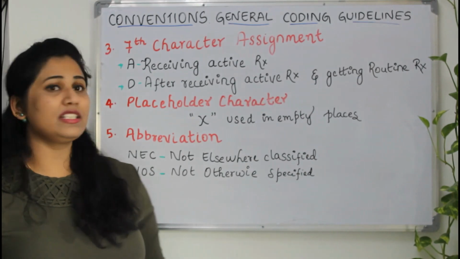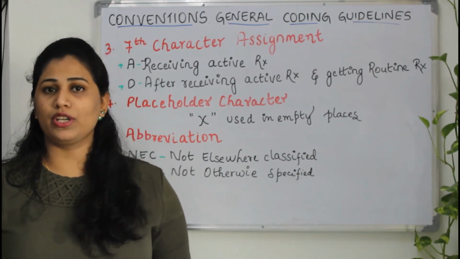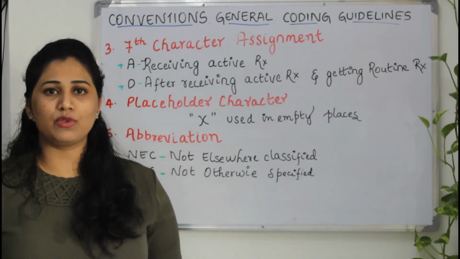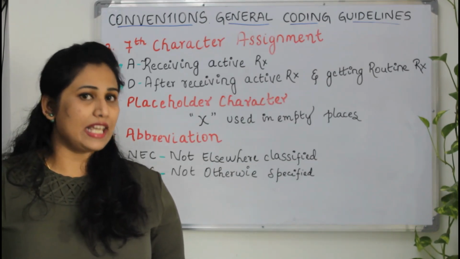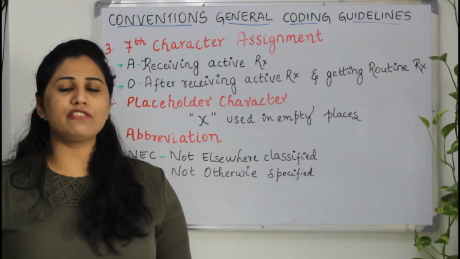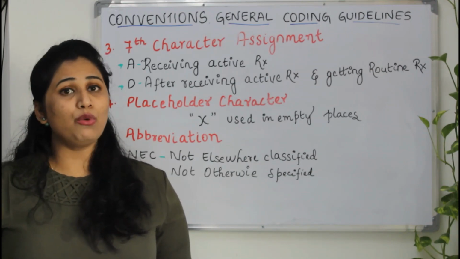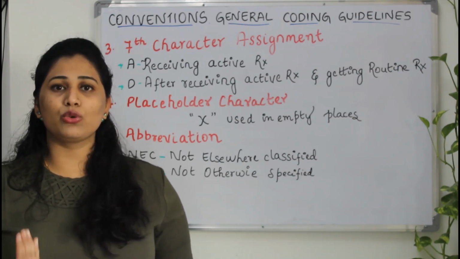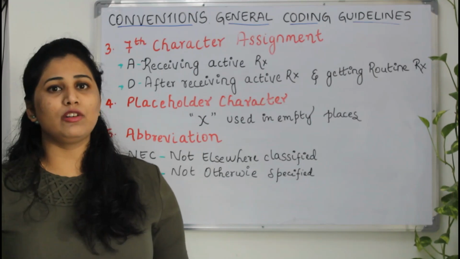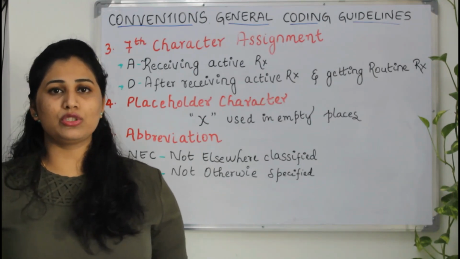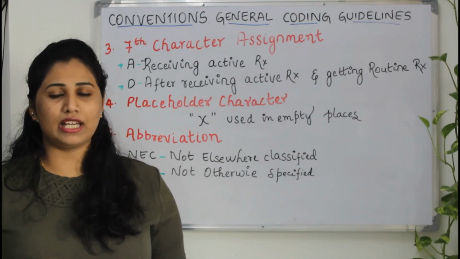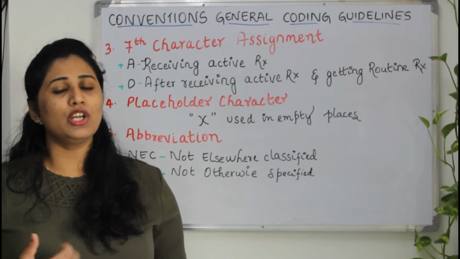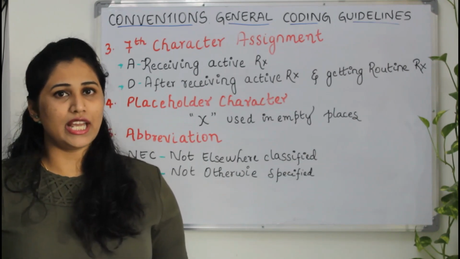A indicates receiving active treatment. That means the patient has come for receiving an active treatment. In that case, we will use the seventh character as A if there is a requirement for that particular code. How will you come to know the requirement? When you select the code from the index list and cross check it in the tabular list, there will be an indication given: kindly use the seventh character. Reading the scenario, you can choose whether it is an active treatment or a routine care given after an active treatment.